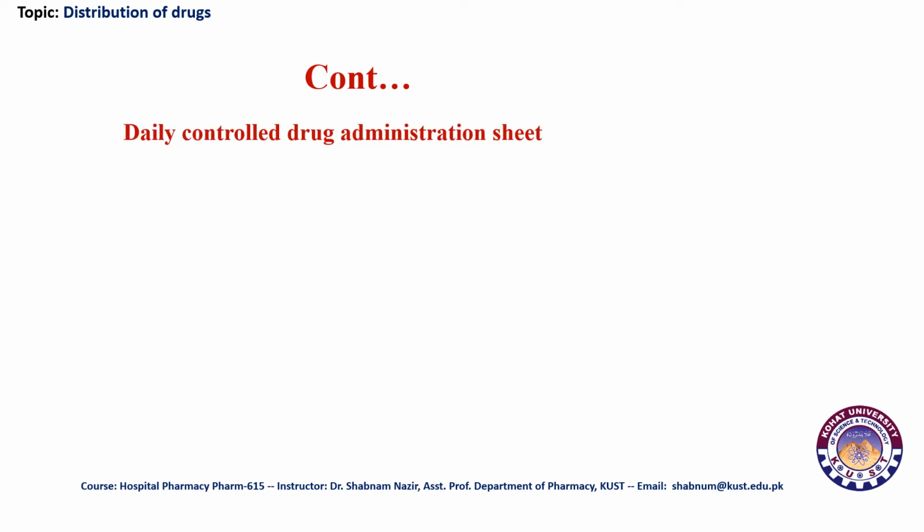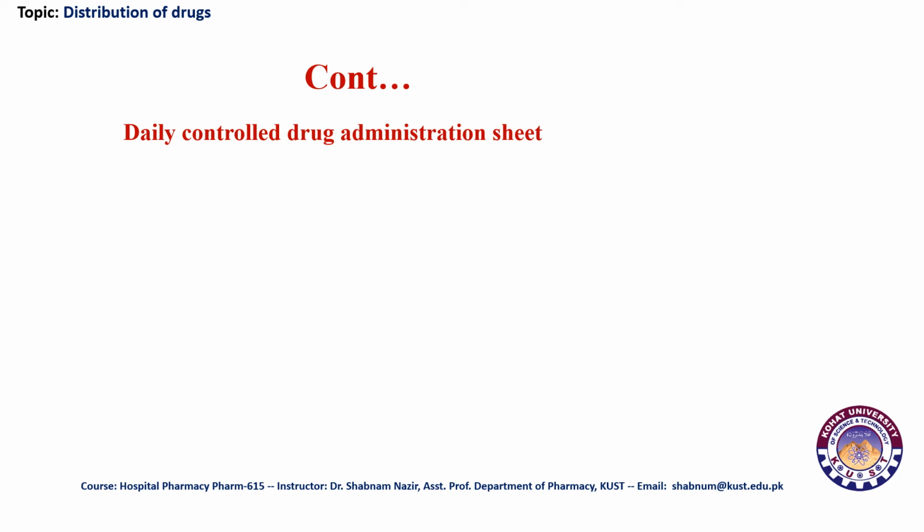So, the daily controlled drug administration sheet, as we were discussing. When the drug is ordered by the physician on a requisition form, or a direct request is made by the physician, then comes its supply and distribution. For control purposes, a daily controlled drug administration sheet is developed. Though it is prepared after distribution, it is still part of distribution, because it is in connection to that.